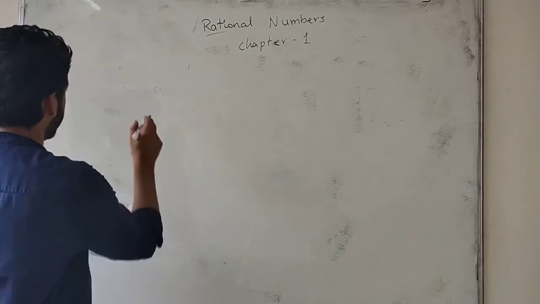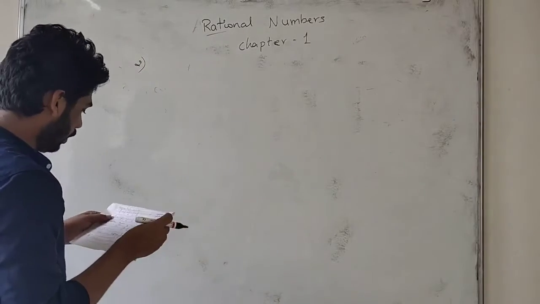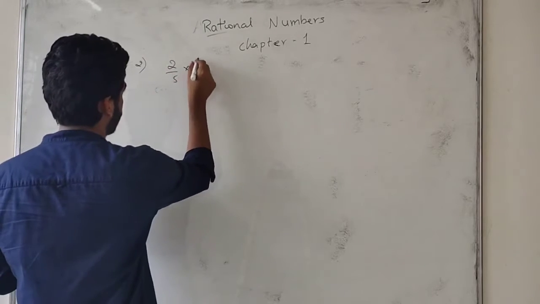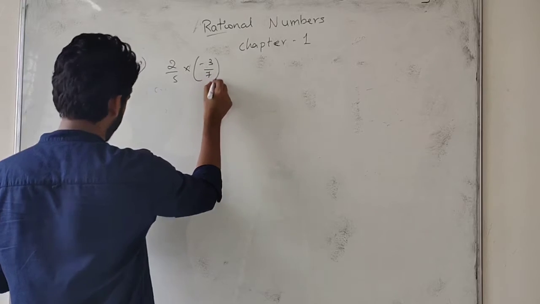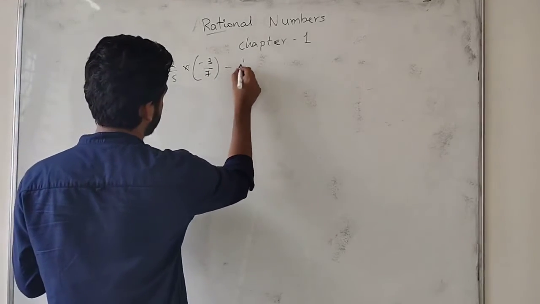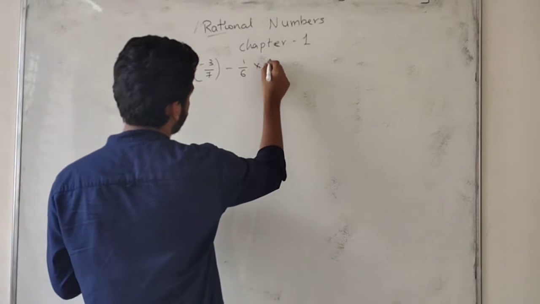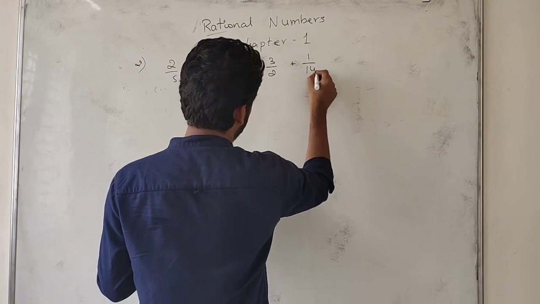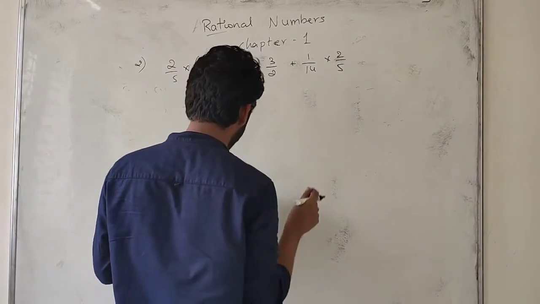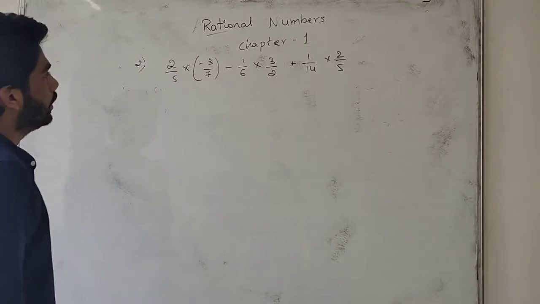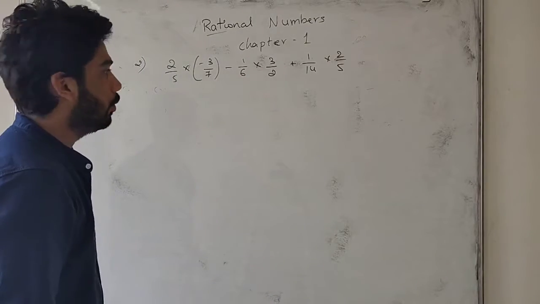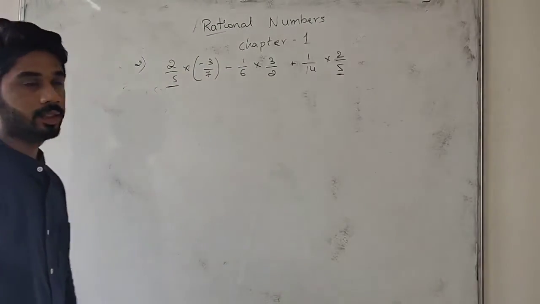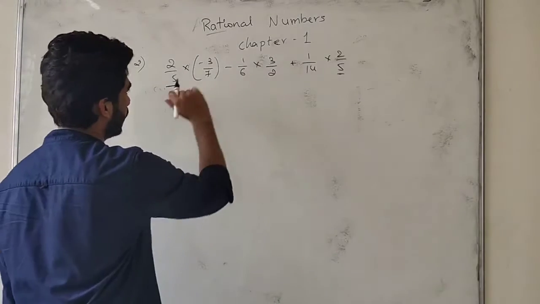So in this exercise 1.1, second question: 2 by 5 into minus 3 by 7 minus 1 by 6 into 3 by 2 plus 1 by 14 into 2 by 5. Okay, in this one, what is the common term we are getting? 2 by 5 and 2 by 5. This is the commutative property. So take it the proper way.